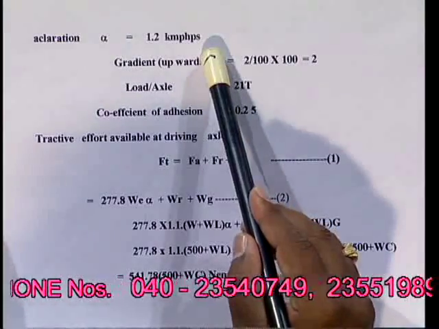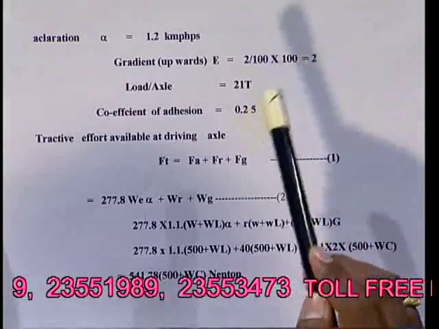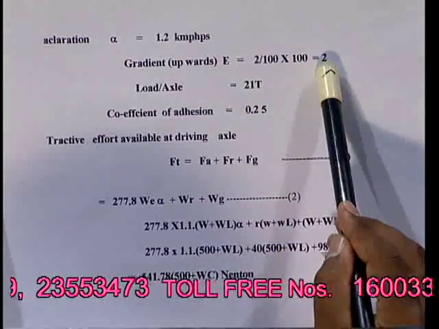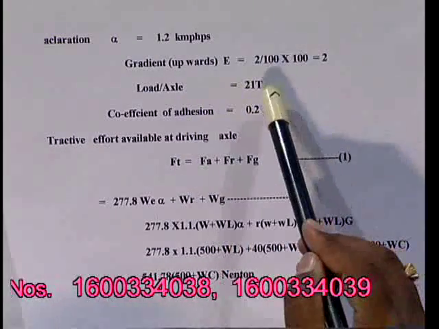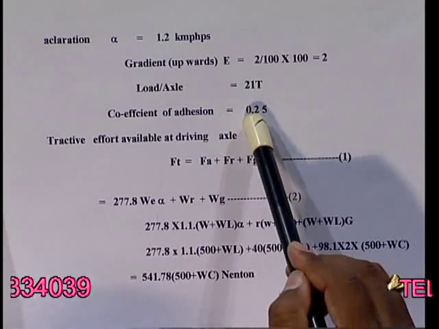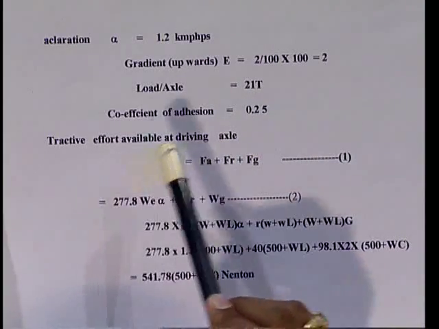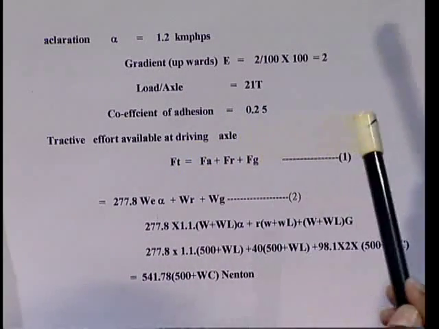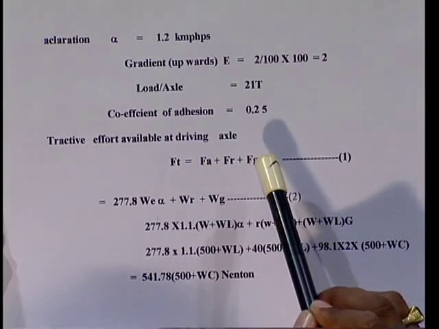Acceleration alpha is equal to 1.2 km/h. Up gradient G is equal to 2%, that is 2/100 × 100, that is equal to 2. Load per axle is equal to 21 tons. Coefficient of adhesion is 0.25.